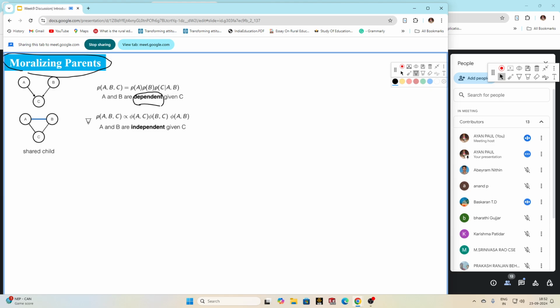So there is an analogy. That is why we apply this concept called moralizing the parents. If such a case happens, what will we do? We will connect the parents, or we will moralize the parents. So when we moralize the parents, we have three cliques, that is AC, BC and AB. So by AC, BC and AB, we can write our probability.